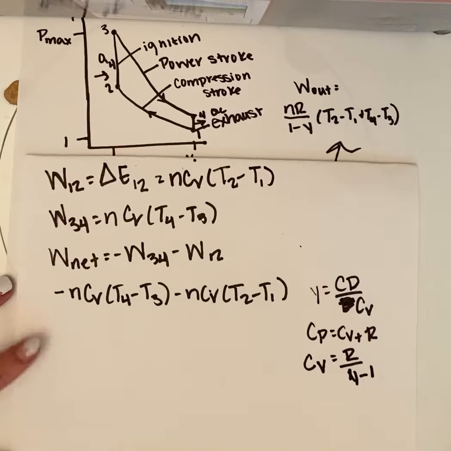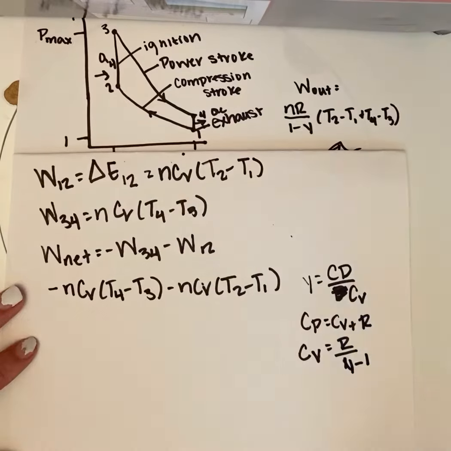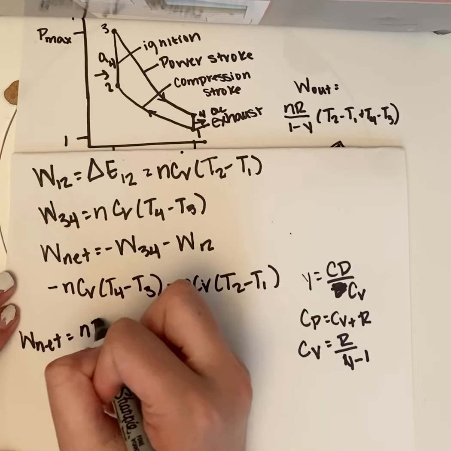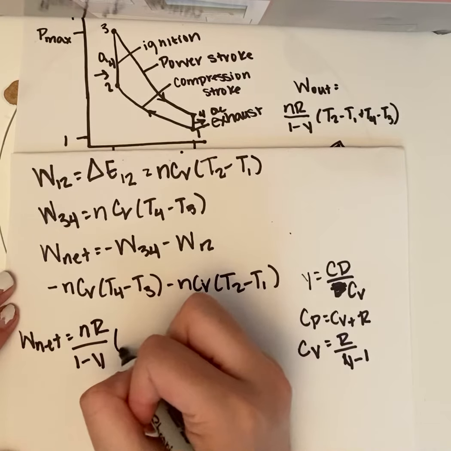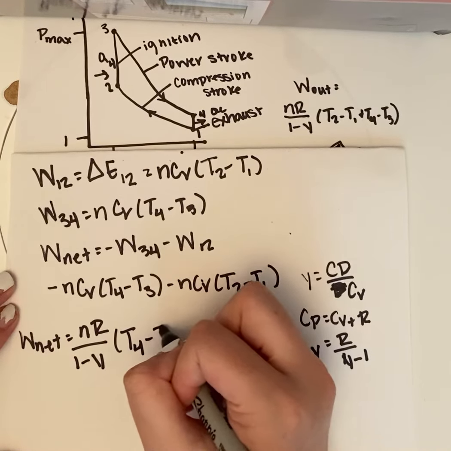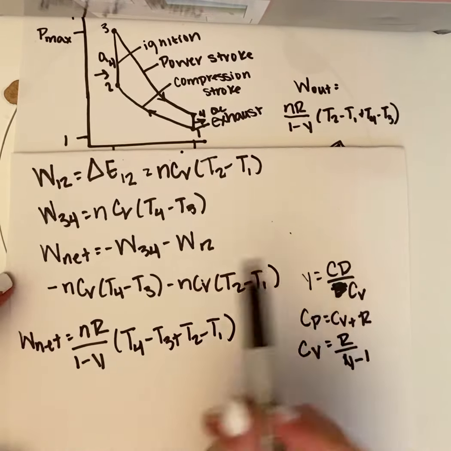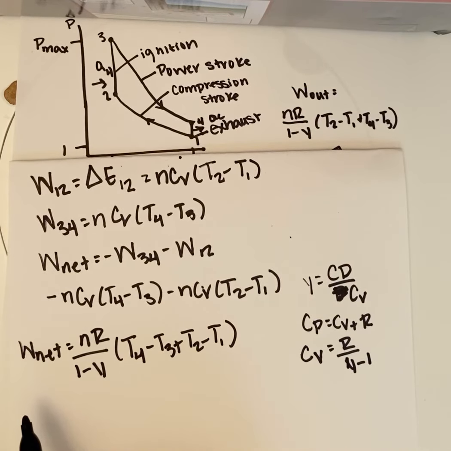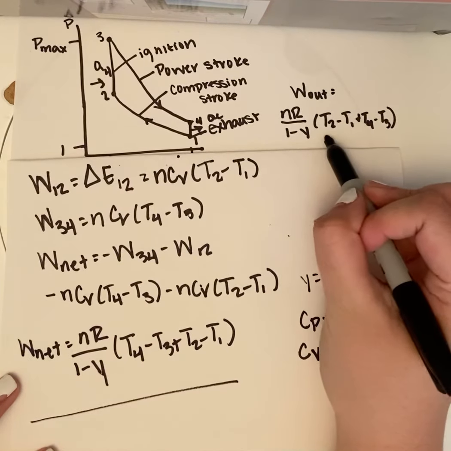And then from here, we're just going to substitute this into the equation above and simplify everything out. So we're going to get the net work is equal to nR over 1 minus γ times (T4 minus T3 plus T2 minus T1). And as you can see, from our 2 adiabatic processes, we got the net work, also known as the work going out of the system. And this equation is the same as the original equation given.